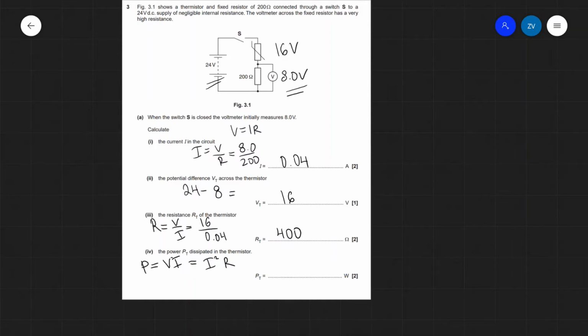Now the current is 0.04 squared multiplied by the resistance, which is 400. Plugging this into a scientific calculator, we are going to get 0.64 watts.